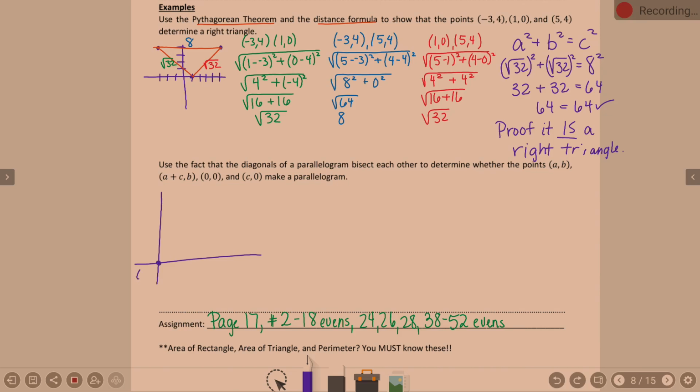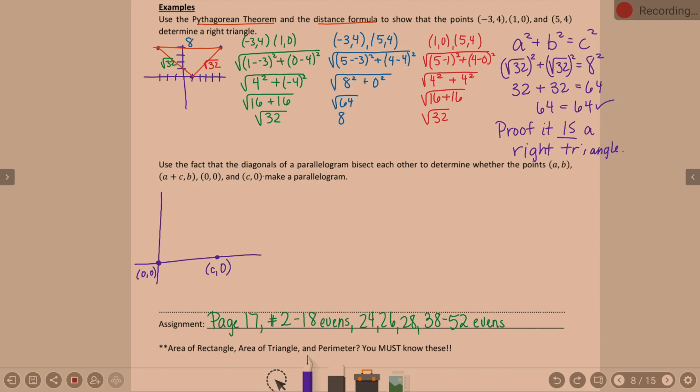There's (0, 0). We have the point (c, 0). So c is going to be somewhere right or left of zero, up or down zero. So I'm going to put (c, 0) over here. Fair enough? C is a variable representing some number.